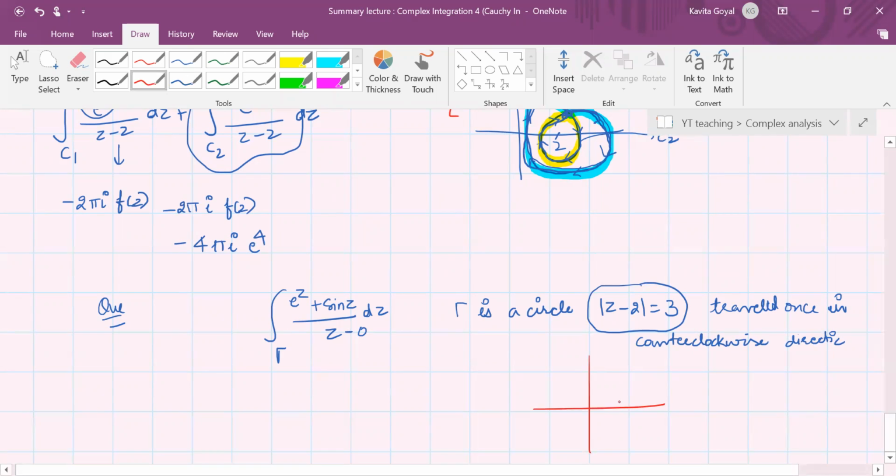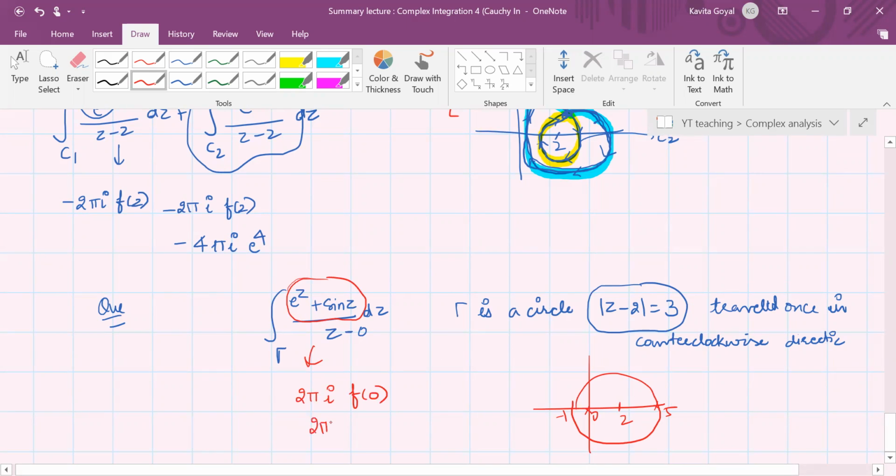Okay. So this is a circle with center 2 and radius 3. So 0 is here. So this is minus 1, this is 5. Right? So 0 is inside. So you can straight away apply it, and this function is analytic. e raised to power z plus sine z is analytic everywhere. So by Cauchy's integral formula this is 2 pi iota f of 0.